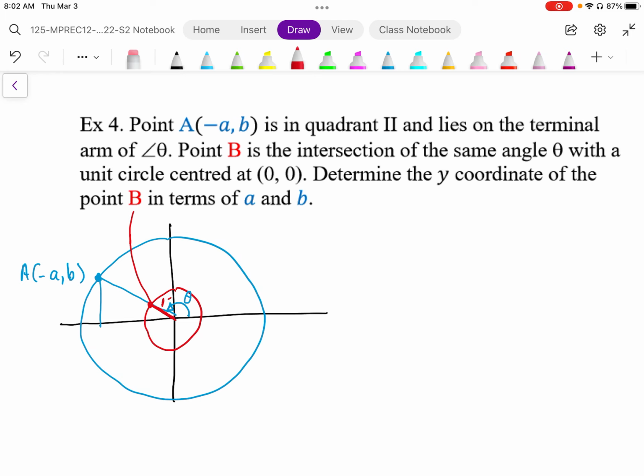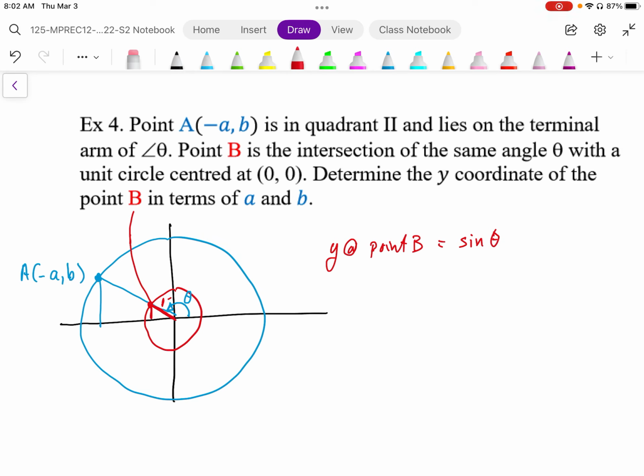Okay, so it asks what's the y coordinate of point B in terms of a and b. So I want to know the y positioning on the unit circle. Well, essentially what I'm being asked for is, what is the sine value at that point? Well, to get the sine value, the y at point B is equal to sine of theta.